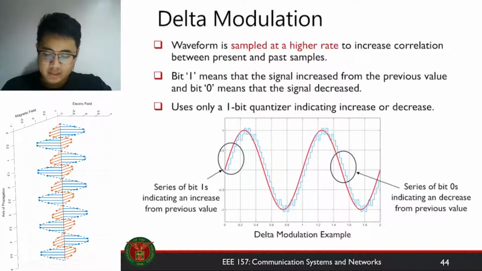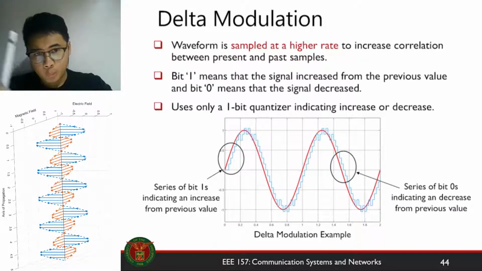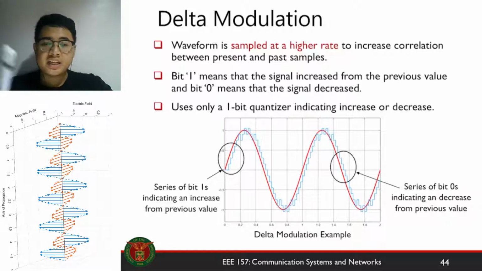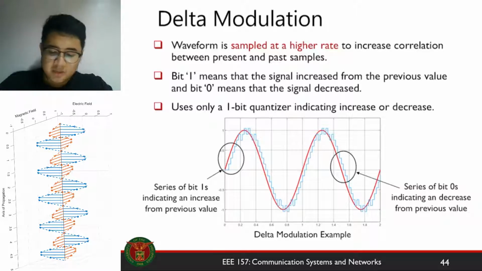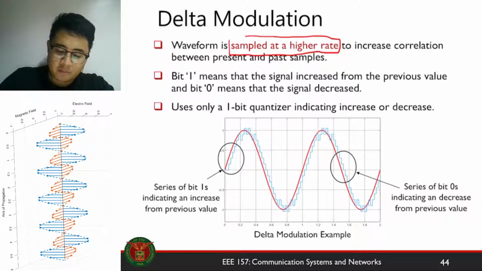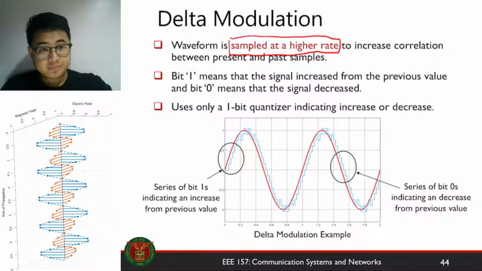Okay, next is the delta modulation. Your waveform is sampled at a higher rate to increase what we call the correlation between the present and the past samples. It only uses 1 bit to represent the signal, but that doesn't mean that it uses less memory. On the contrary, it actually uses more memory to represent the signal, just because it is sampled at a much higher rate compared to what PCM samples. Even if it uses only a 1-bit quantizer, if it's sampled at a higher rate, you can expect it to have a larger transmission bandwidth.